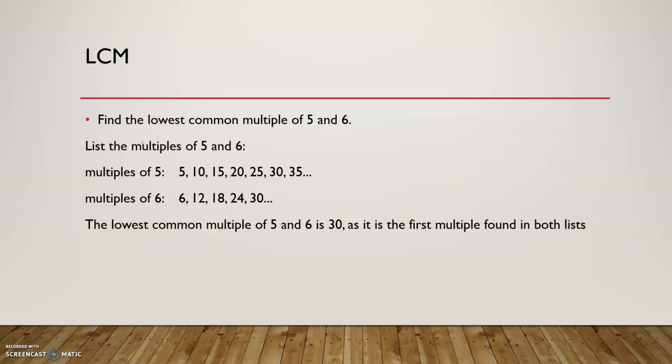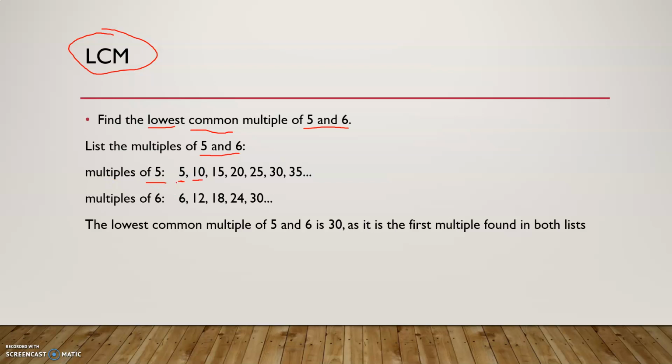Okay, moving on to the next example, which is LCM. LCM is lowest common multiples. We're going to start with an example. It says find the lowest common multiple of 5 and 6. So again the keywords are lowest and common. So list the multiples of 5 and 6. We're going to list all the multiples of 5 and 6.